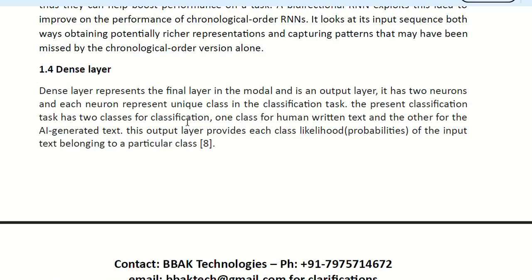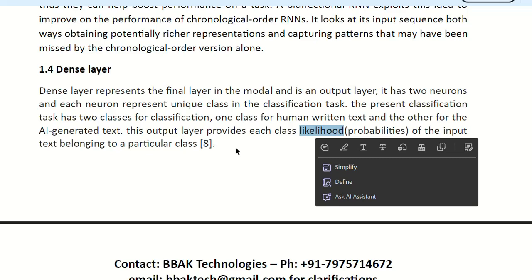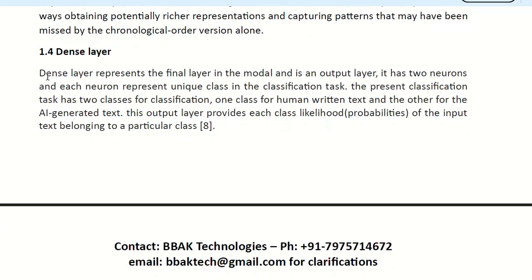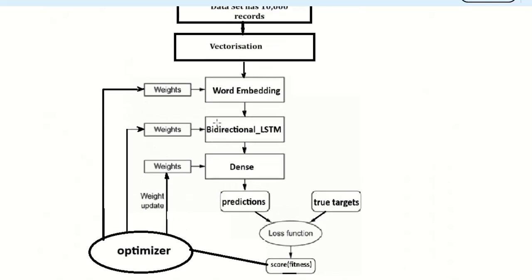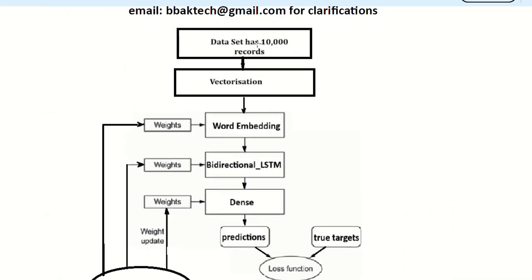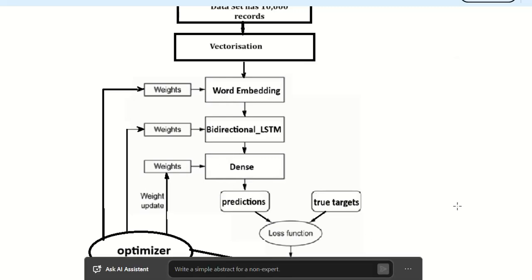The final layer is a dense layer. As I told you, it has two neurons, one for each class, and it gives the probability, meaning the likelihood percentage, of the input being human generated or AI generated. So this is our model. A dataset with 10,000 records is used. Vectorization is the first step. Afterwards we do the word embedding process, then the bidirectional layer and the dense layer.